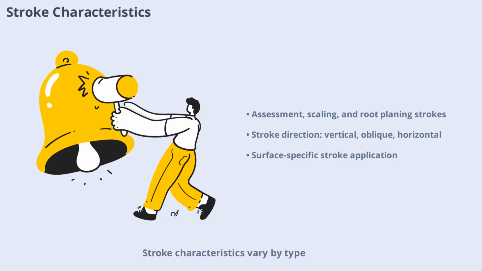Stroke characteristics vary by type. Assessment strokes are fluid and moderate in length. Scaling strokes are powerful and short, and root planing strokes are lighter and moderate in length. Vertical strokes are used on facial, lingual, and proximal surfaces of anterior teeth and mesial and distal surfaces of posterior teeth. Oblique strokes are for facial and lingual surfaces, while horizontal strokes are for line angles and furcation areas.